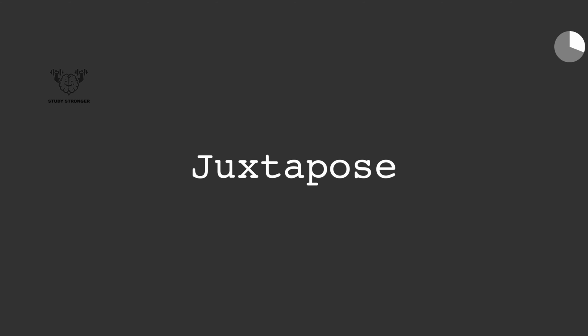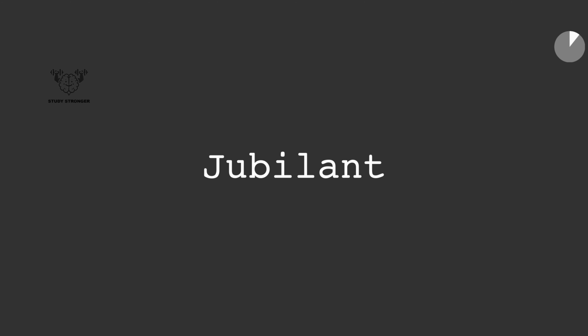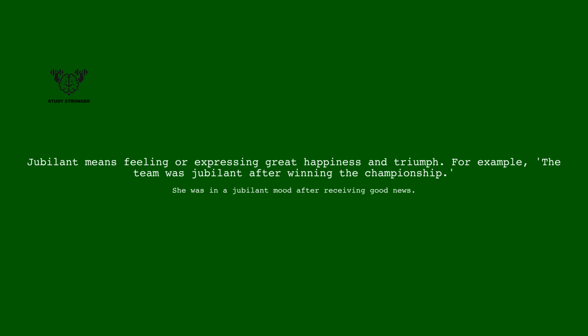Juxtapose. Juxtapose means to place two things side by side for comparison or contrast. For example, the artist juxtaposed light and dark colors in the painting. Jubilant. Jubilant means feeling or expressing great happiness and triumph. For example, the team was jubilant after winning the championship.